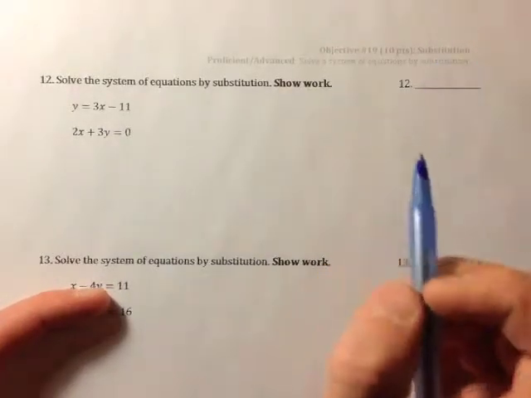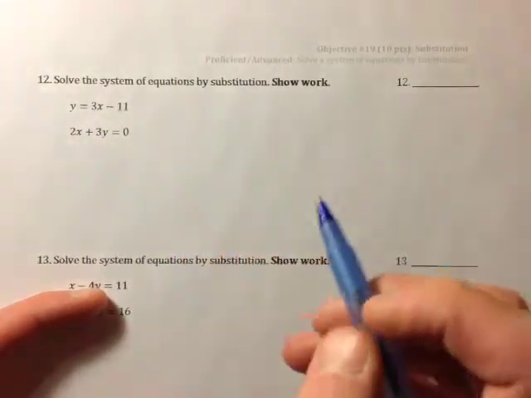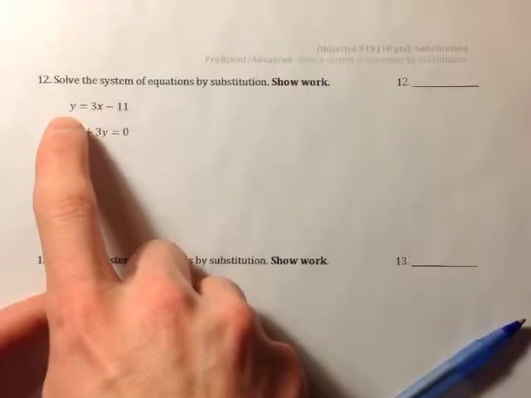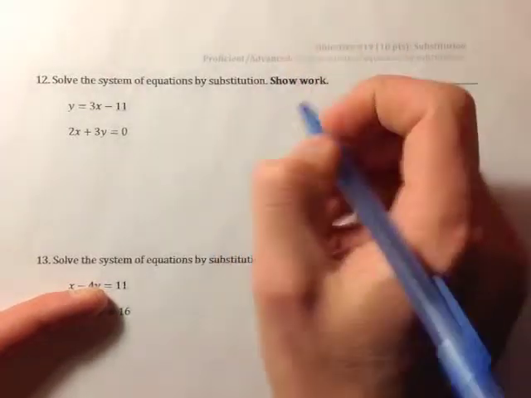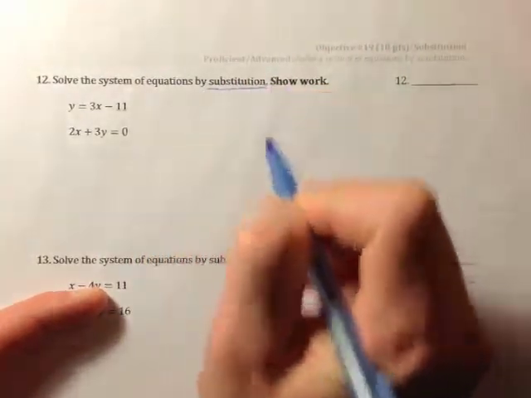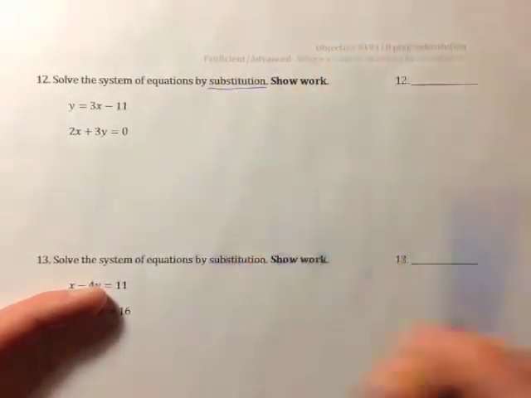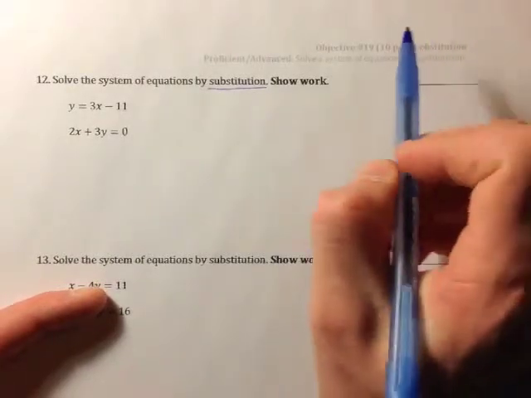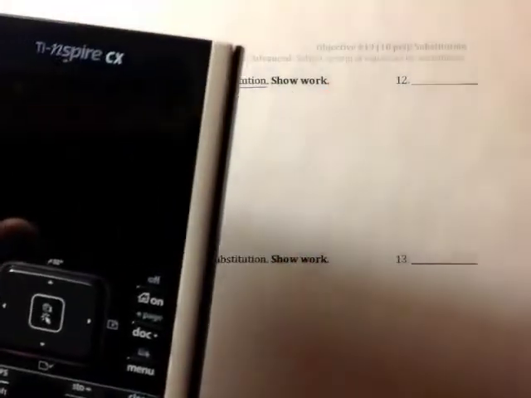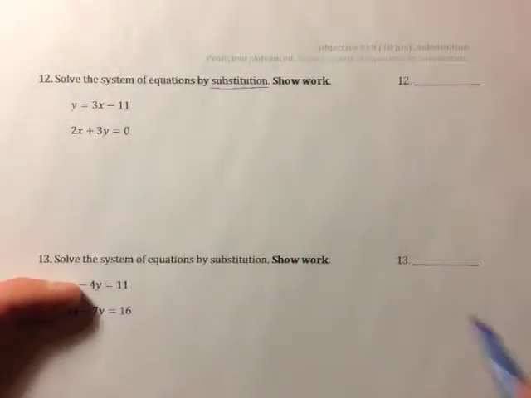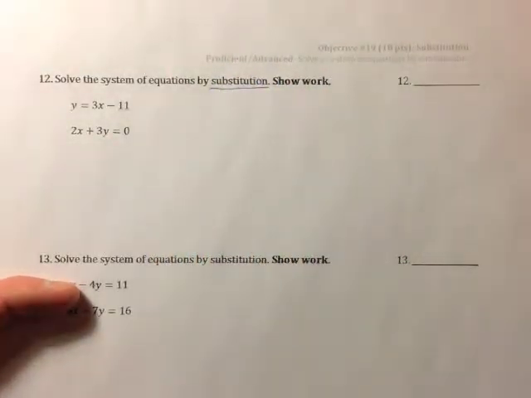Now remember, the goal of solving a system of equations by substitution is to find the value of x and y that will make both equations true at the same time. In order to solve a system of equations by substitution, we need to show our work each step of the way. In this objective, I'm not so much concerned that you can solve a system of equations, because you can do that in a calculator easily. What I'm more concerned about is that you can substitute. So let's see what exactly that means, substituting.